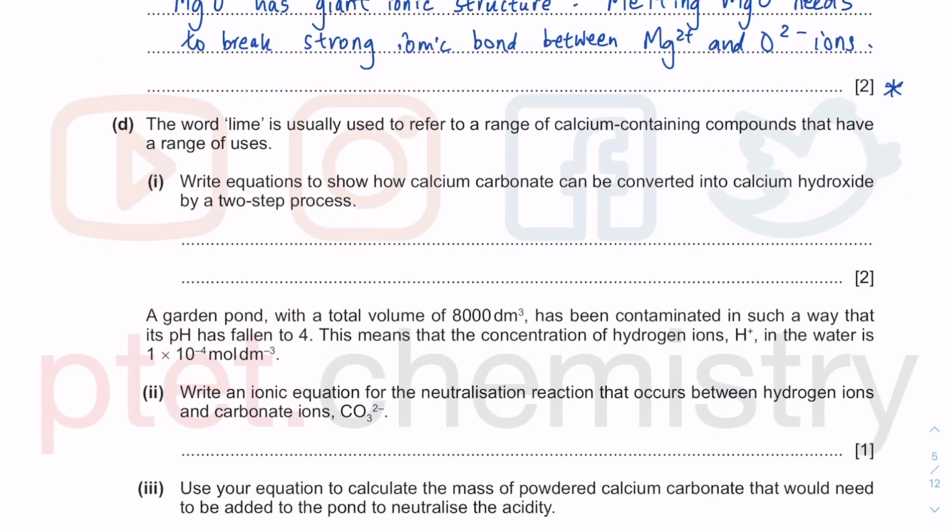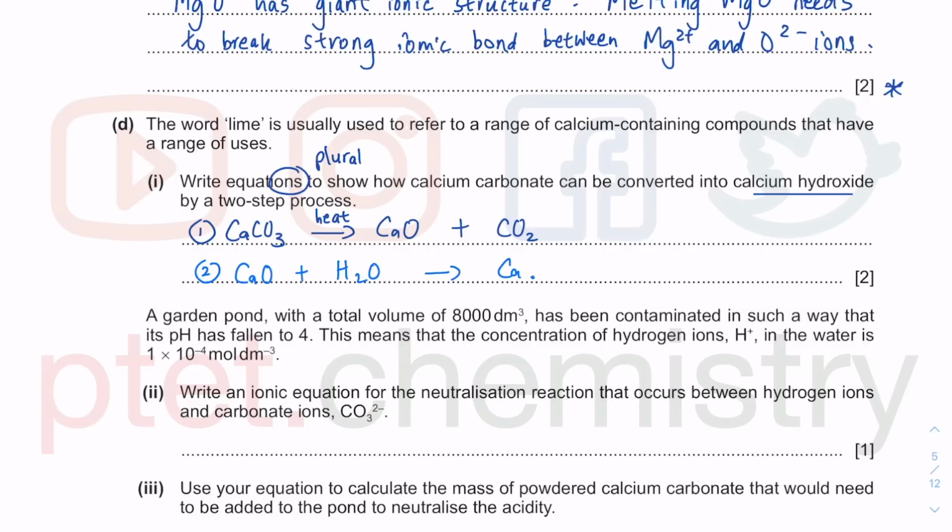The next one, we're going to write equations. This is plural. And we're going to show how calcium carbonate can be converted into calcium hydroxide by a 2-step process. What you know about group 2 carbonates is that they can thermally decompose under heat to give you calcium oxide, Ca2+ O2-. You will get CO2. And what happens with this calcium oxide is you can dissolve calcium oxide in water, and then you will get calcium hydroxide, as that's what they require there. They want equations. You need to give balanced equations. These are the 2 balanced equations there.